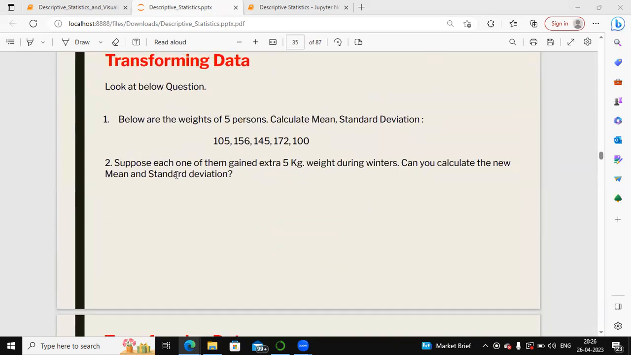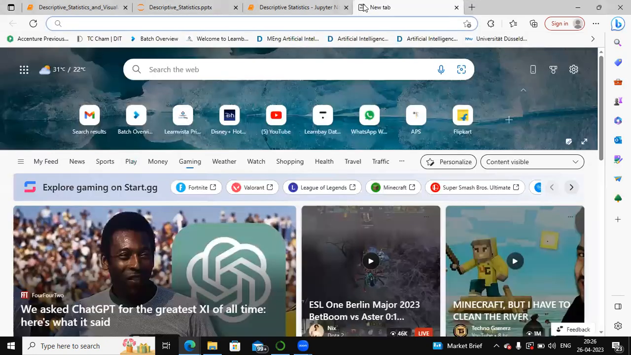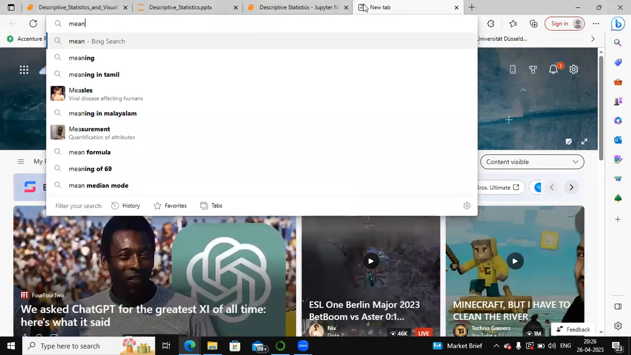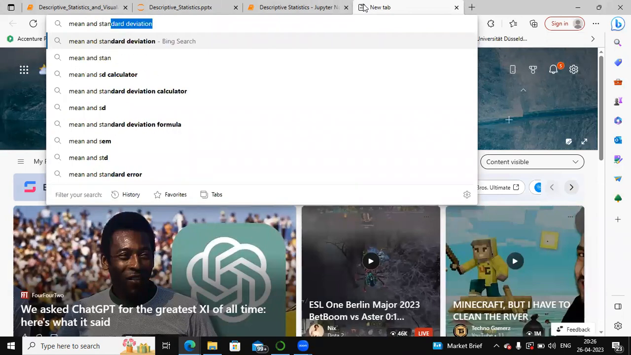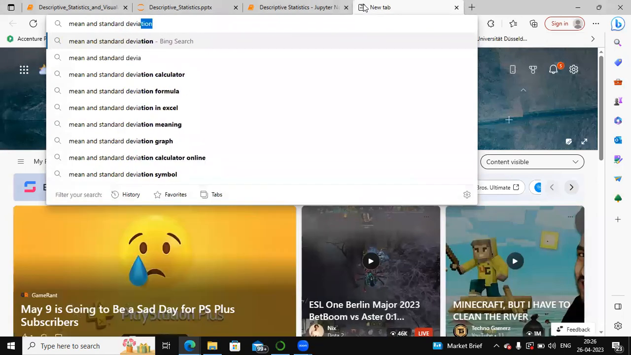So now what they are saying is suppose each one of them gained an extra 5 kg of weight during winter. Can you calculate the new mean and standard deviation? Yes. Okay, so what happens is that you have to add 5 kg to each of these values. When you add it, the mean will change, but the standard deviation won't change. I will show you that here. Mean and standard deviation.